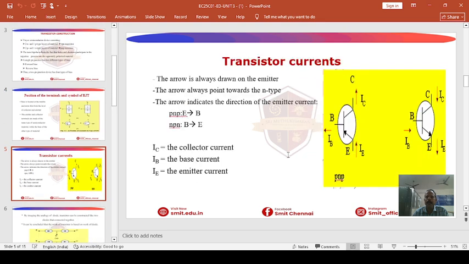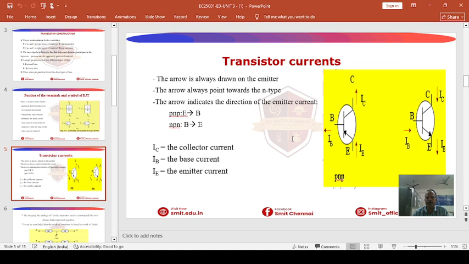If we go for the transistor currents, the arrow, as I already told you, always indicates the conventional current flow direction. If it is towards the junction, then we can say it is a PNP. If it is away from the junction, then we can say it is an NPN. So the arrow indicates the conventional current flow. Naturally for PNP, it indicates the emitter to base direction, whereas for NPN, you see the current flow direction is from base to emitter.